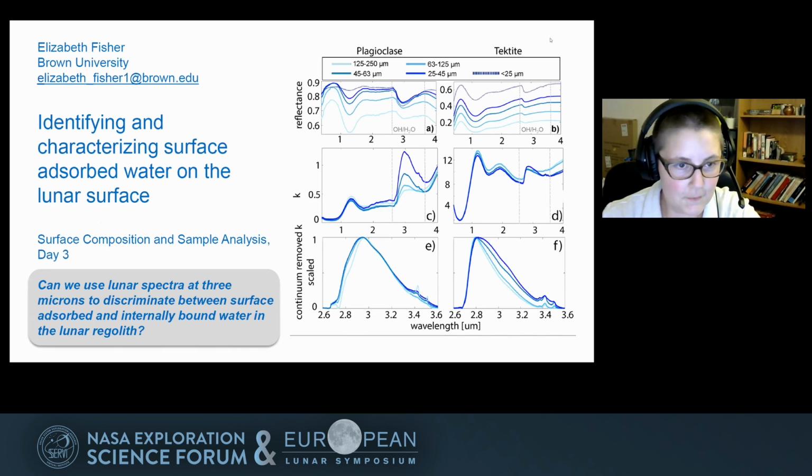This is work that I've been doing trying to answer the question of whether or not we can use lunar spectra at 3 microns to try and discriminate between surface adsorbed and internally bound water in the lunar regolith.